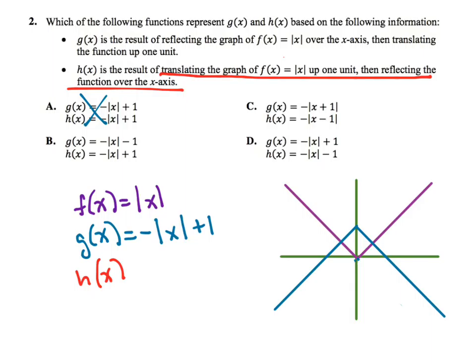Well, now let's look at h of x. First thing it says to do is translate the parent function up 1 unit. So here's the parent function. Let's translate that up 1 unit. There's the temporary h of x. Now we're reflecting the function over the x-axis. So where's my vertex going to be? If I reflect this over the x-axis, it's going to be down here, isn't it? There's our vertex. So once I reflect the function, it's down here.